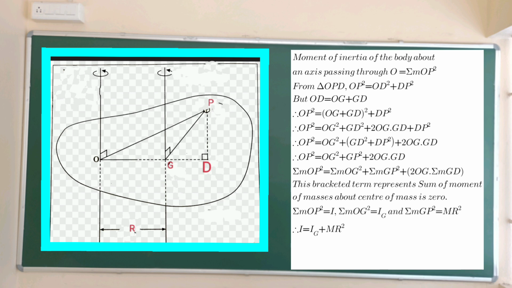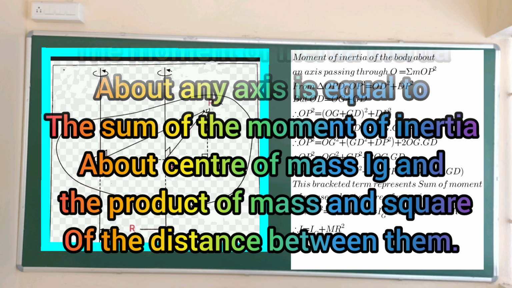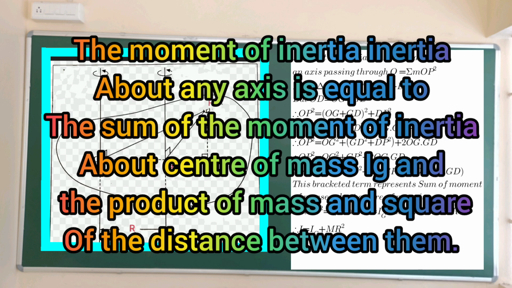Therefore, the moment of inertia about any axis is equal to the sum of the moment of inertia about an axis passing through the center of mass and the product of the mass of the body and the square of the perpendicular distance between them. Hence, the parallel axis theorem is proved.